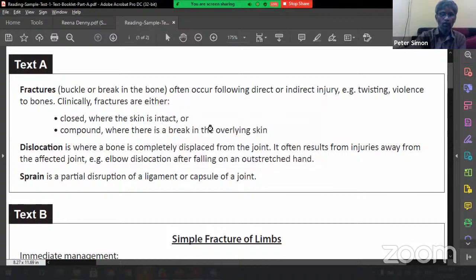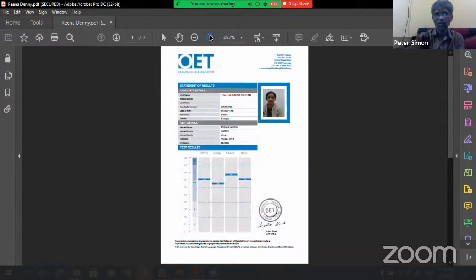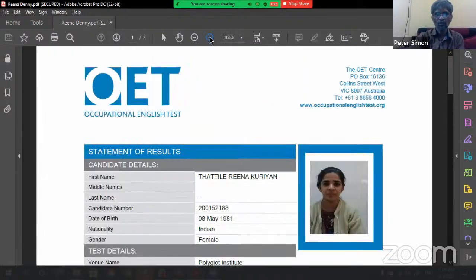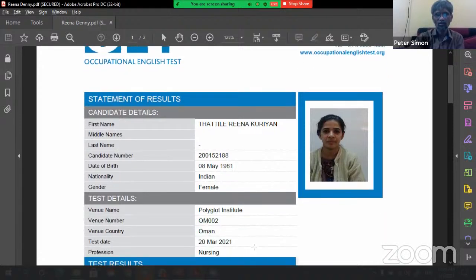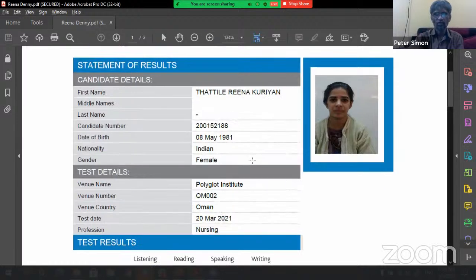Now, this is another student. She sent me her result today. I'm really very happy. She attended some of our sessions. She is from Oman, from Kerala. Tattile Reena Kurian. These are her results.